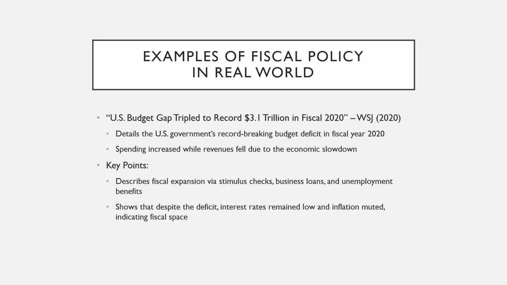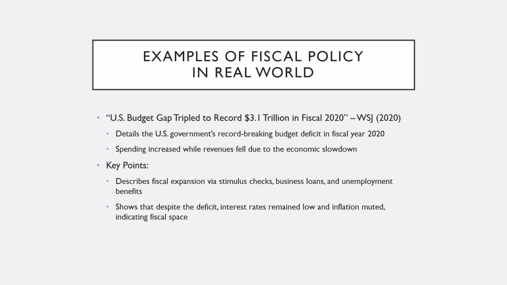Another example of fiscal policy within the real world comes a year after The Economist's first article, with the Wall Street Journal article titled "U.S. Budget Gap Tripled to Record $3.1 Trillion in Fiscal 2020," and this was published after the COVID-19 pandemic first happened. This article details the U.S. government's record-breaking budget deficit in the fiscal year 2020 as a direct response to the COVID-19 crisis. Spending increased by 47%, mainly due to the CARES Act, while revenues fell due to the economic slowdown. Economists and institutions like the IMF supported continued deficit spending to support recovery.